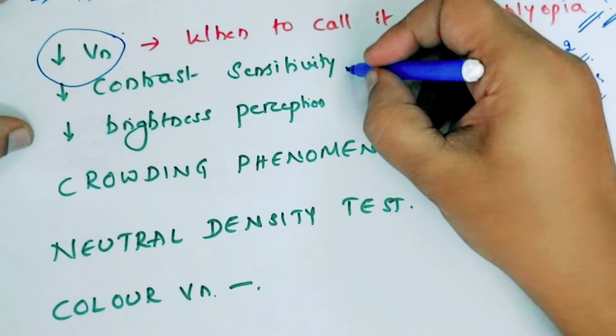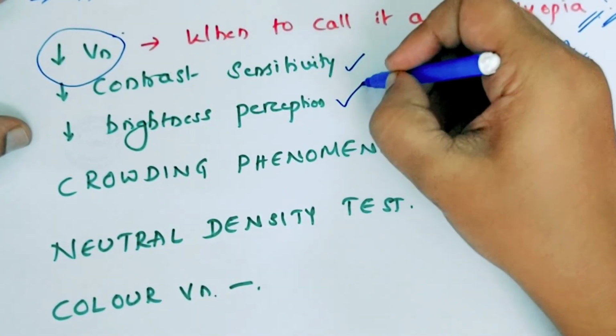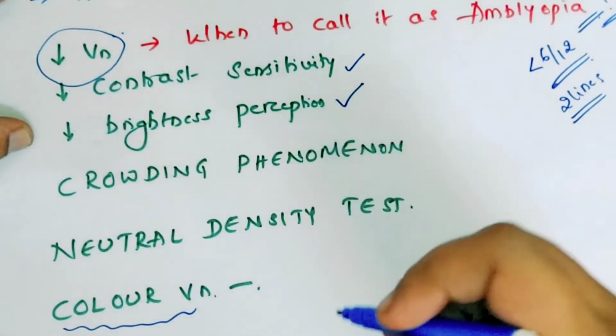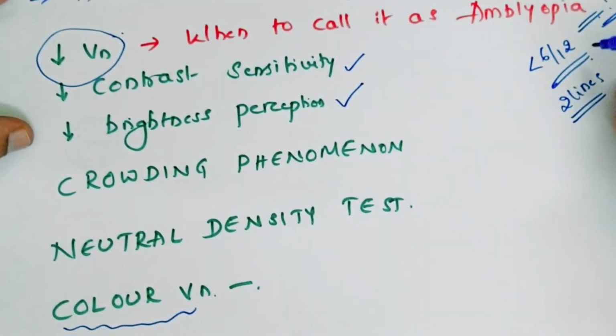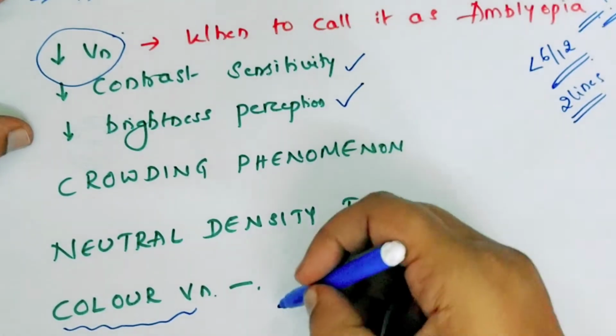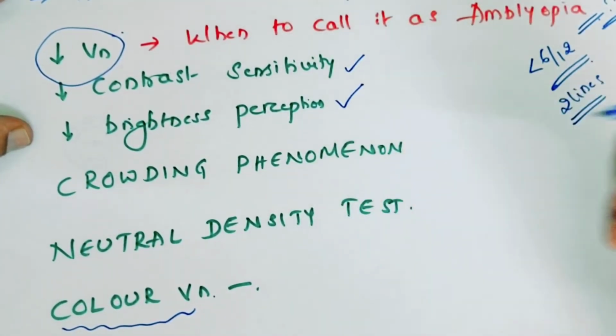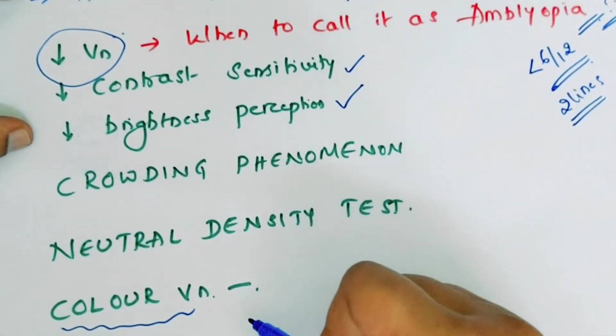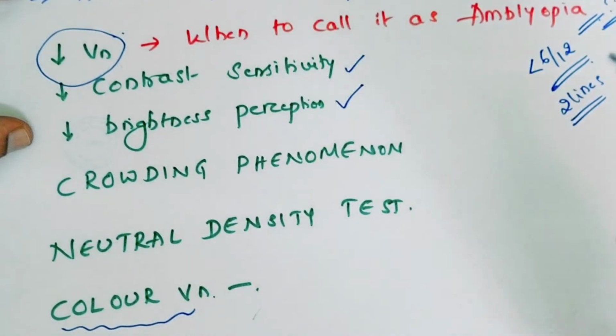If you check the contrast, it is reduced. If you check the brightness perception, it is reduced. And coming to color vision, in mild cases of amblyopia, where the patient is having 6/12 or 6/18 vision, the color vision is not affected. If the patient has very gross amblyopia, say counting fingers at 1 meter or 2 meters, then the patient may even suffer from defective color vision.